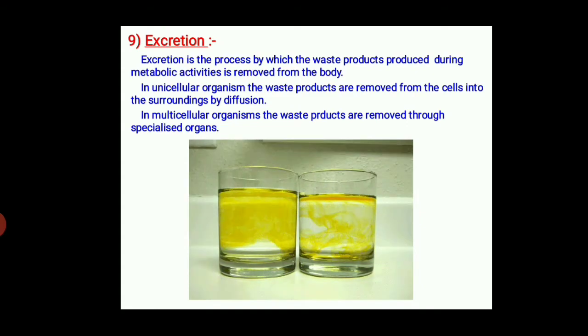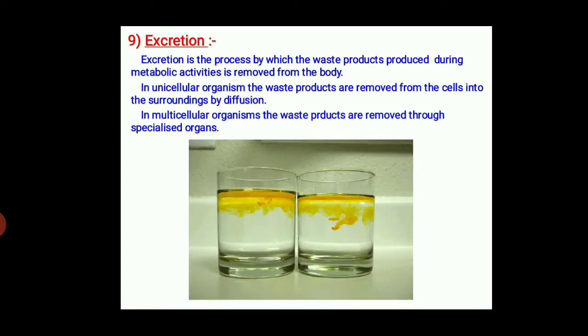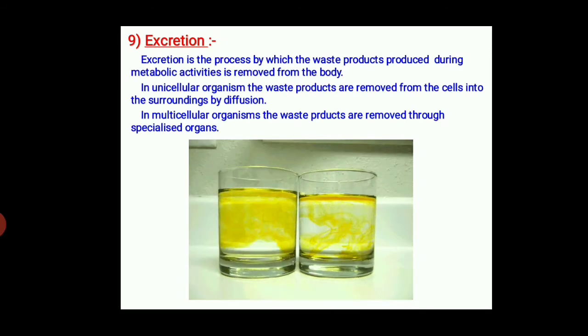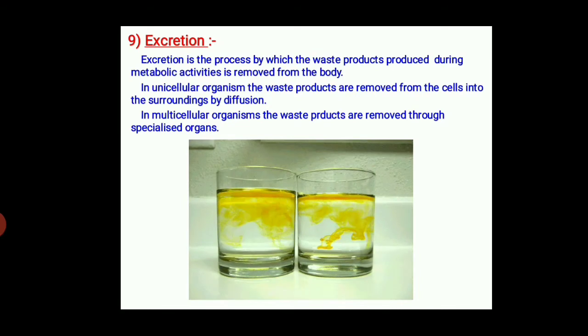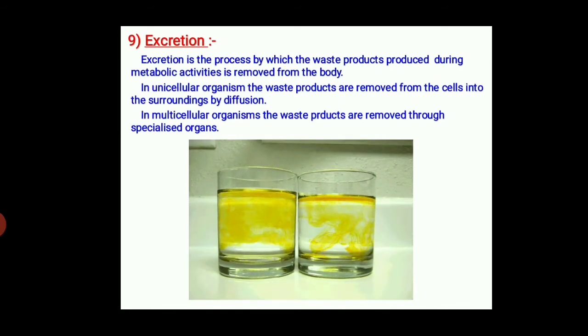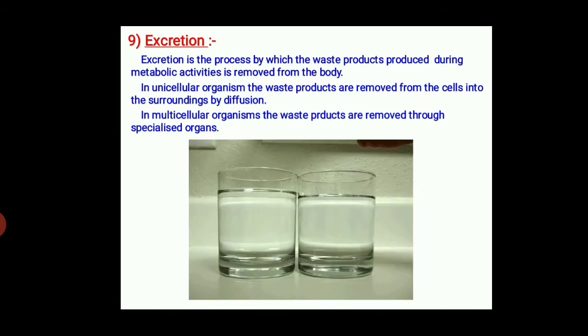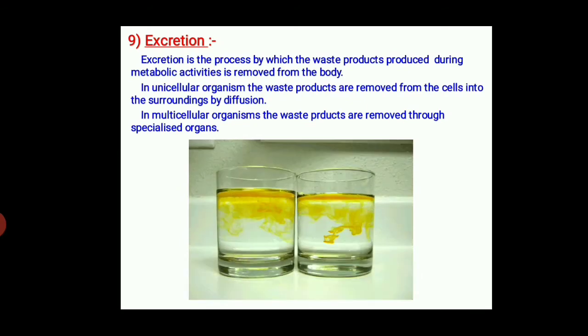In this video, we will understand part 4 of the life process chapter. We completed the topic transportation in the last video, that is part 3. Now we talk about excretion. What is excretion? Excretion is the process by which the waste products produced during metabolic activities are removed from the body.